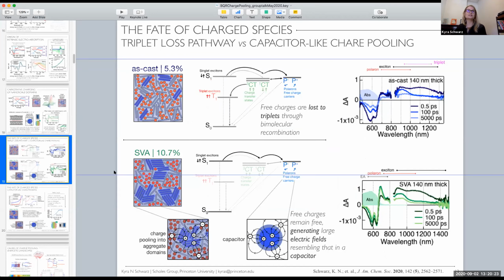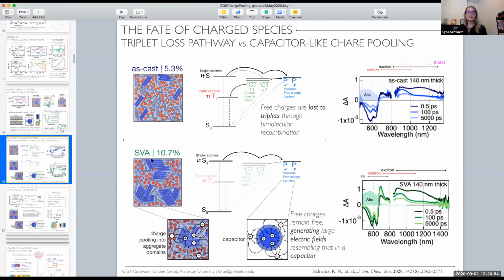Okay, so to summarize the bad and the good device here, we know in the 5% device, we make free charges, but then there's a recombination pathway that I didn't talk about in too much detail through triplet and singlet CT states. This is a bit like what happens with recombination in an LED and triplet and singlet spin ratios. And then we have a loss pathway that we see form in our transient spectroscopy to triplet excitons. And that's a terminal loss pathway in this type of device.